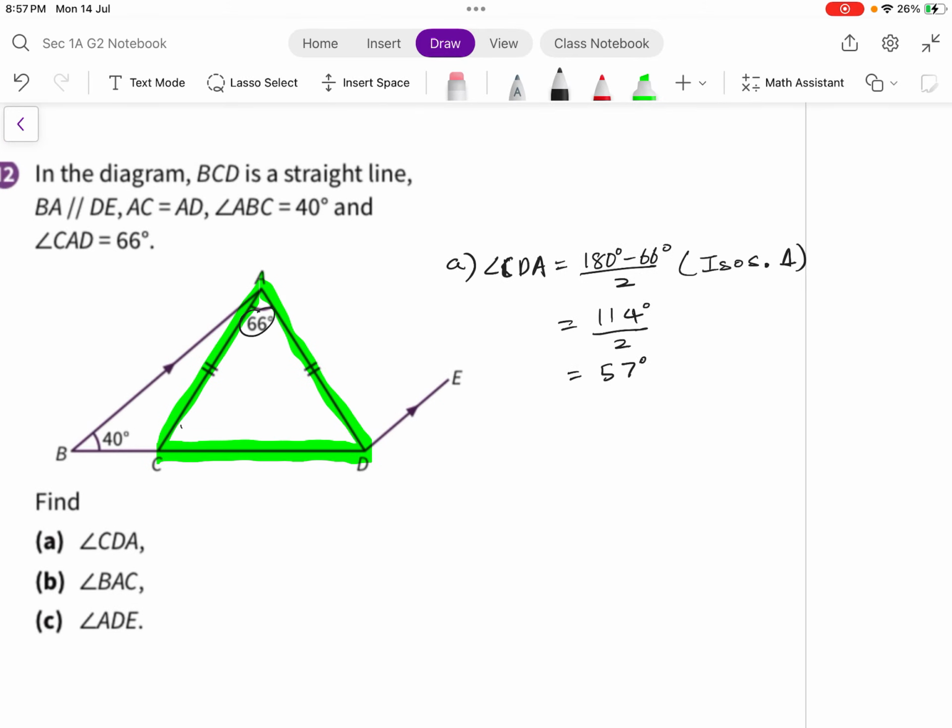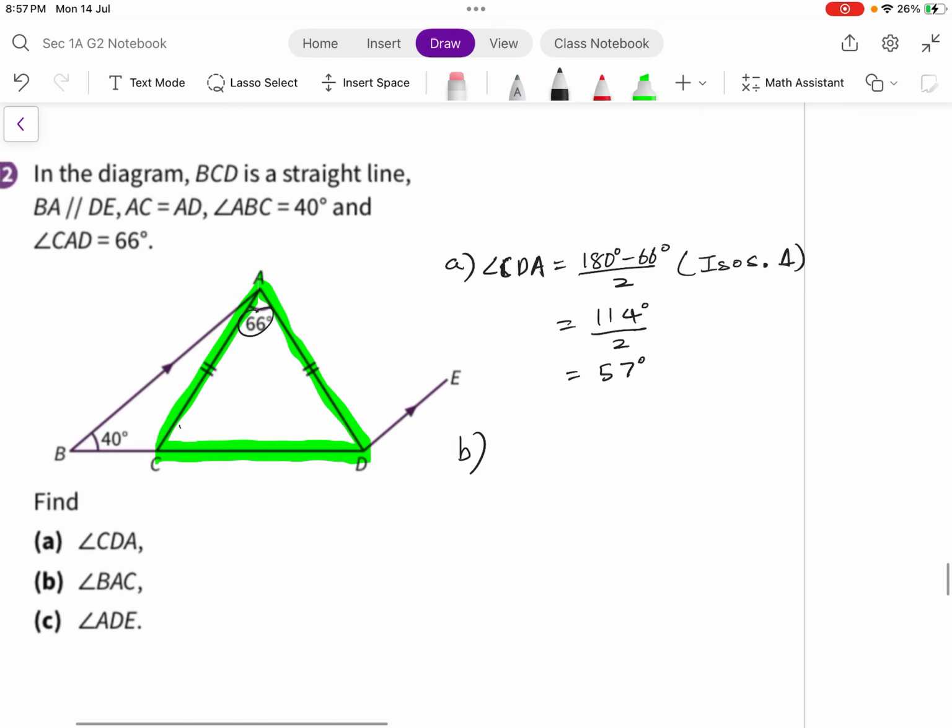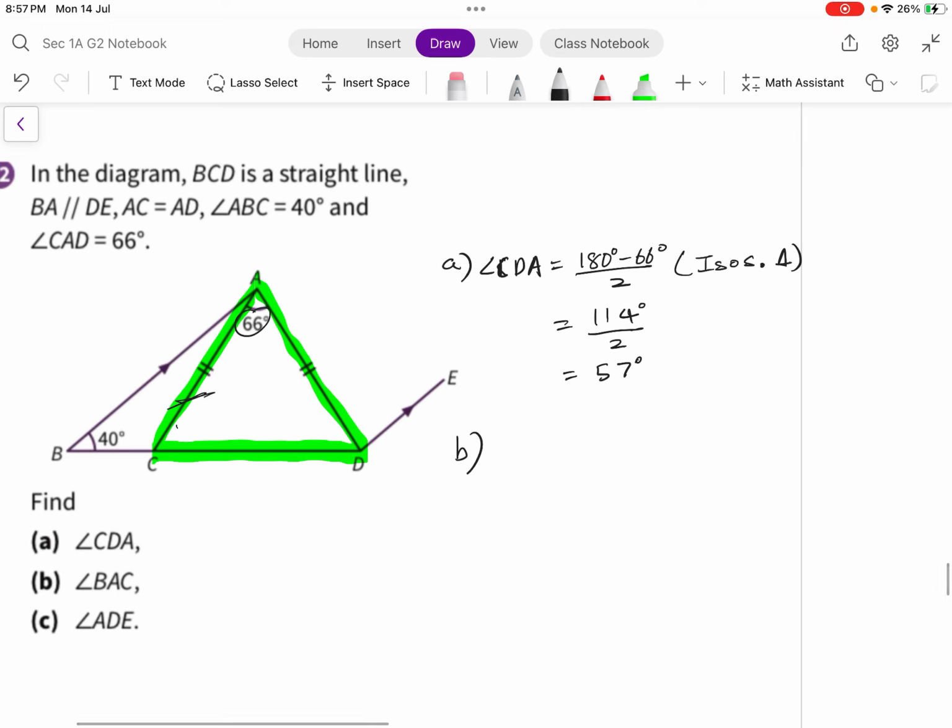Okay, then part D, angle BAC. Okay, angle BAC, we know that this is 40 degrees. Hang on. Okay, so we know that this is 40 degrees. We know this is 57 degrees. Okay, so how do we look for angle BAC?